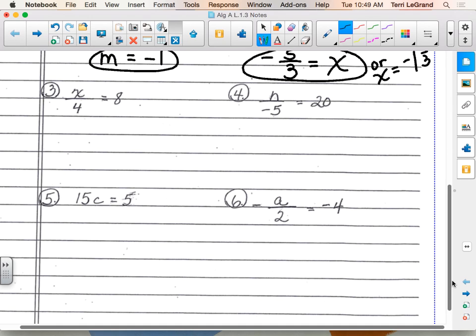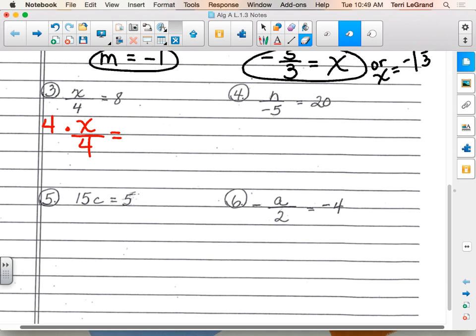Okay, number 3. What's happening to x on that one? It's being divided by 4. So we're going to undo division with multiplication. So we are going to multiply this by the same thing. Remember, we're not messing around with it up here. We're going to multiply by the same thing that x is being divided by. That's how we decide what to do. And so both sides are going to get multiplied by 4.